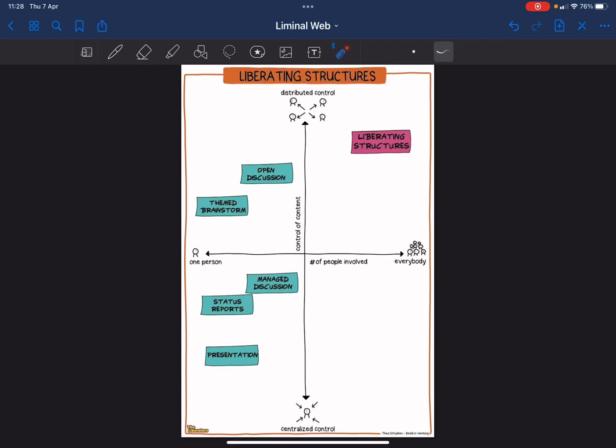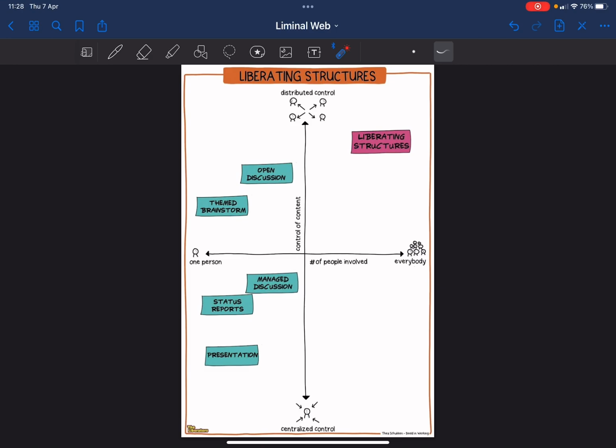Hello, my name is Jeremy Nathaniel Akers, and I'd like to talk to you today about the Liberating Structures Learning Journey. Now, every time we meet, we are using some form of tool, some form of social technology to organize our time and attention with one another.